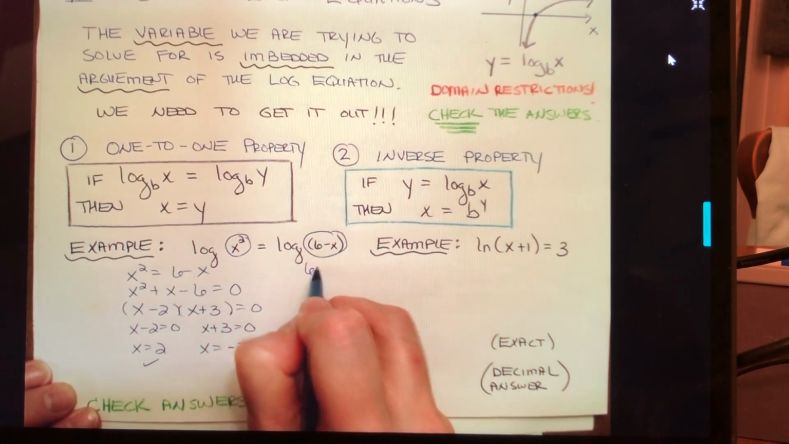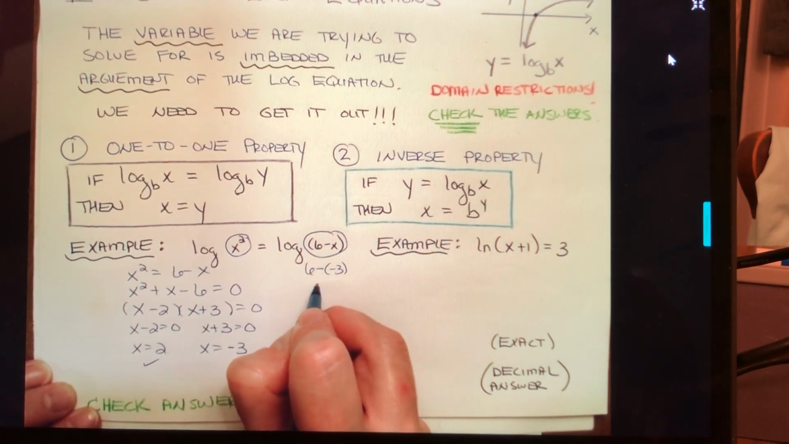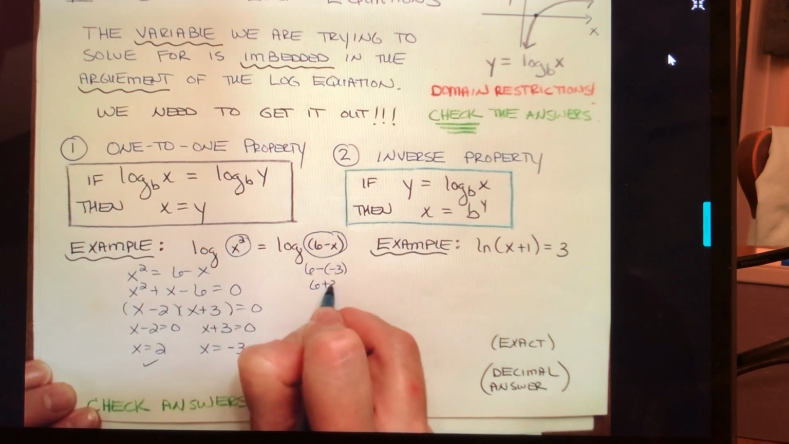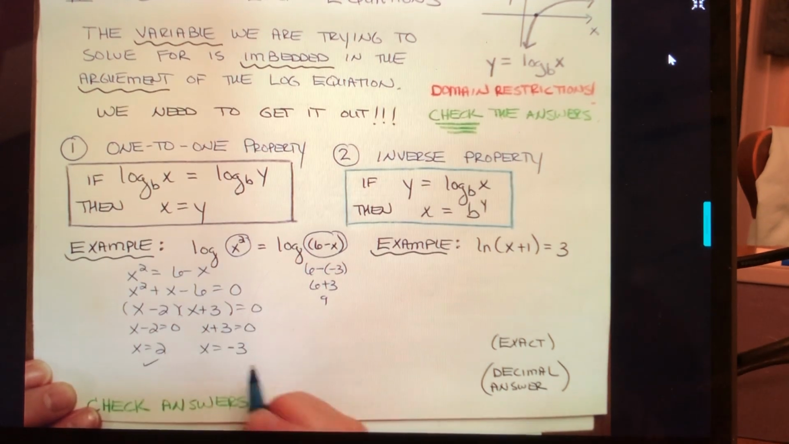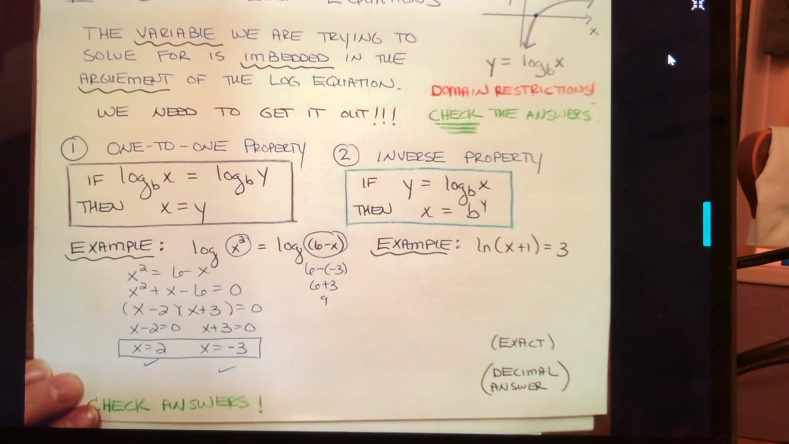I would have 6 minus that negative 3. 6 minus a negative 3 is actually 6 plus 3, and I get a 9. Again, that's positive, so I'm good here. So this example happens to have 2 solutions, and they both work. So I would capture both of those as an answer.